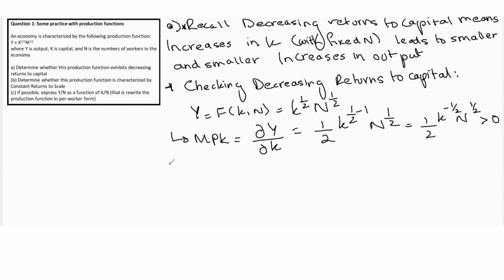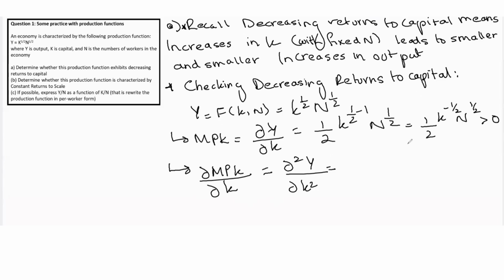What we want to see is whether this output is increasing at a decreasing rate. So we'll find ∂MPK/∂K. Now we'll differentiate this marginal product of capital with respect to K to see, as we keep on increasing K, what happens to the additional output that is being produced. That means we're taking another derivative with respect to K. So this is ∂²Y/∂K², the second derivative of our production function with respect to K.